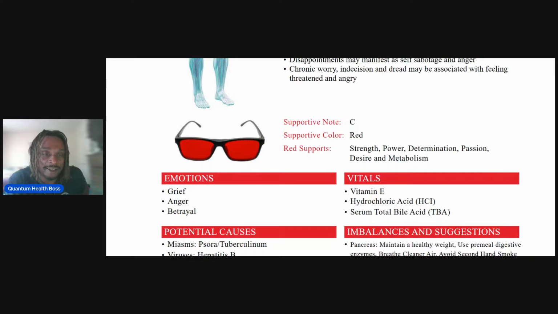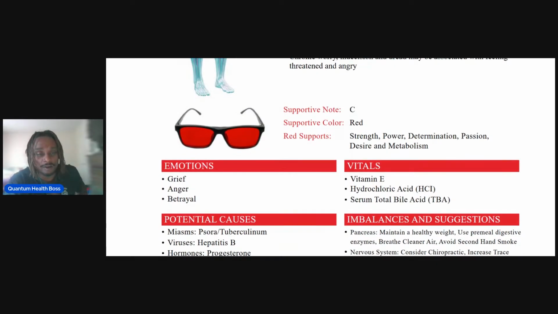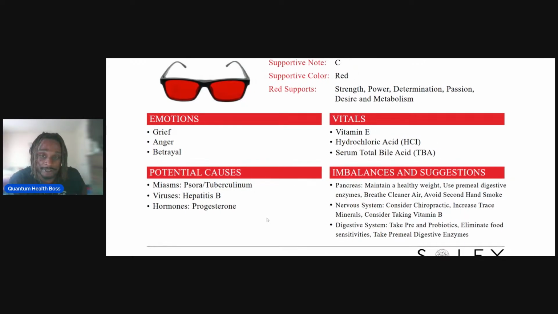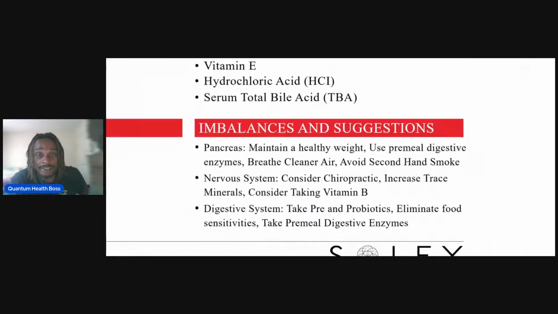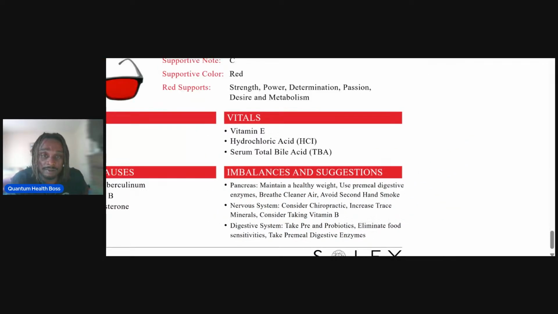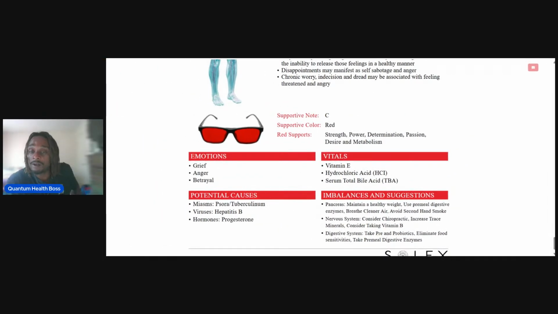Wow, I wonder what I was going through on that day. But emotions: grief, anger, betrayal. Woo! I love my new book, Betrayal, but Still Breathing. But vitals: vitamin E, HCl, and bile acid were being affected, and potential causes: miasms, hepatitis B, and progesterone. I could probably use some progesterone cream. So pancreas, I've got to take care of the pancreas, the nervous system, the digestive system. It's basically giving me the blueprint to making me be 100%.